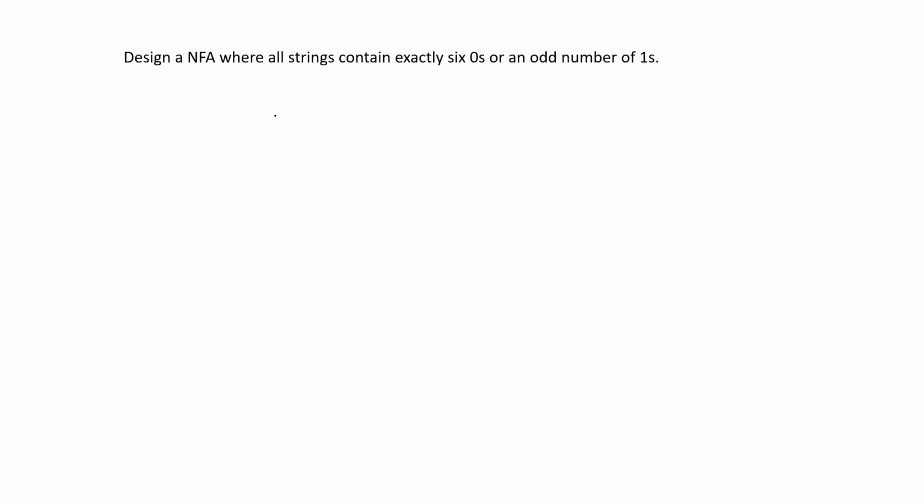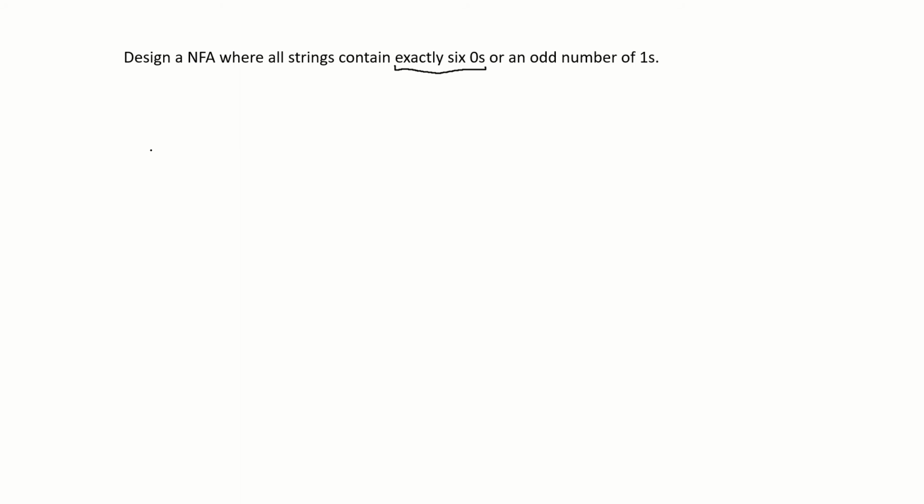In this video, we are going to design a NFA where all the strings contain exactly 6 zeros or an odd number of ones. To do this, we will at first build two individual NFA and then merge those two NFA to create a single NFA. So at first let's build the individual NFA for exactly 6 zeros.